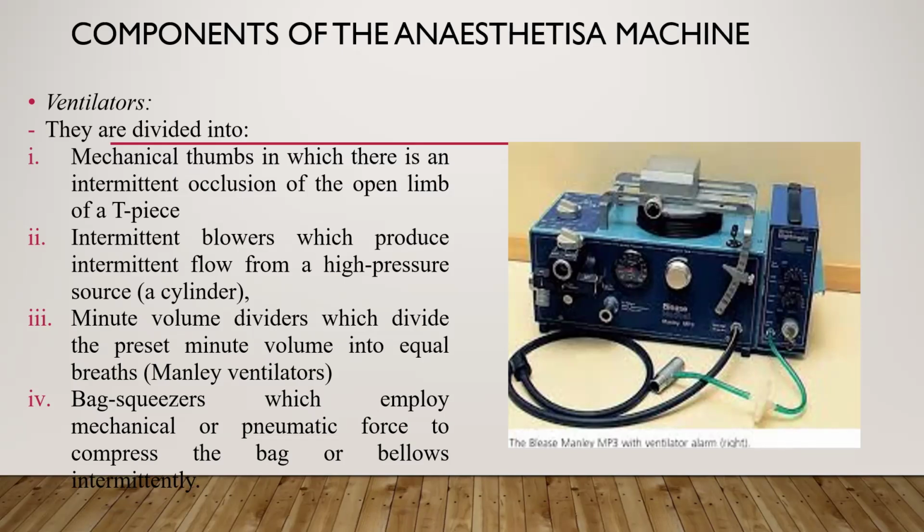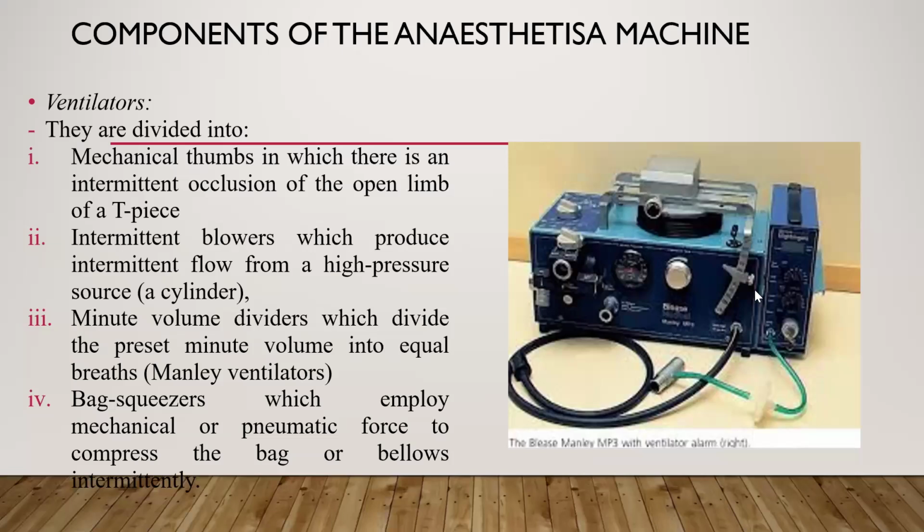All right, so there are different types of ventilators. We have the mechanical thumbs, in which we use a tip-in, especially when we're dealing with pediatric patients. We have the intermittent blowers, where you just hear woo, woo, woo, up and down. And we have this, my friend, the Manley ventilator, which is a minute volume divider. All right, you set it.